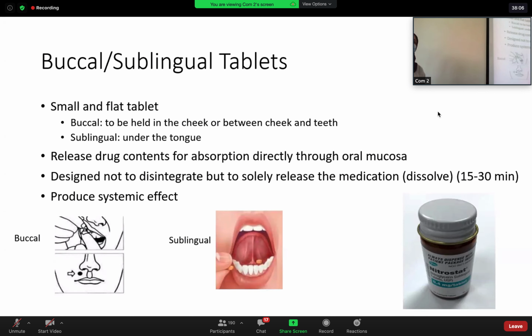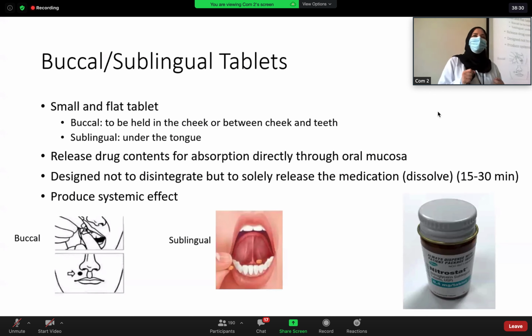Do you know any example where medications can be applied sublingual? Melatonin. Melatonin, okay. Any other example? Okay, nitroglycerin for MI, myocardial infarction.